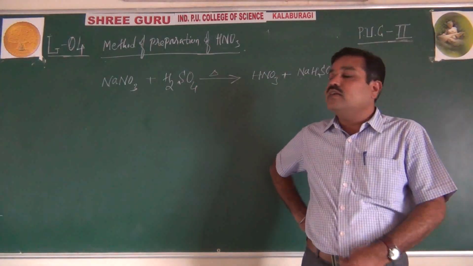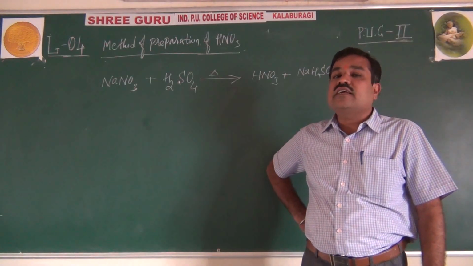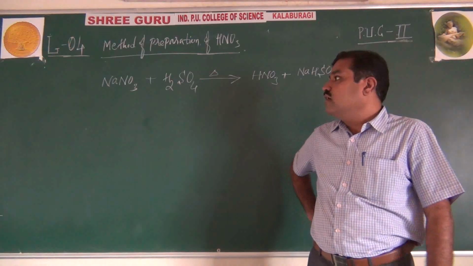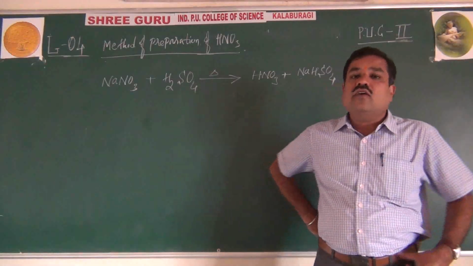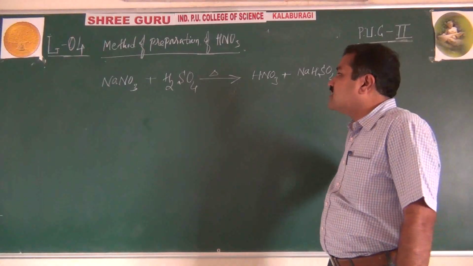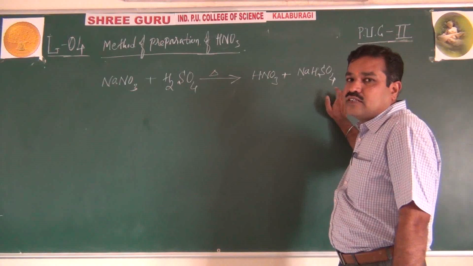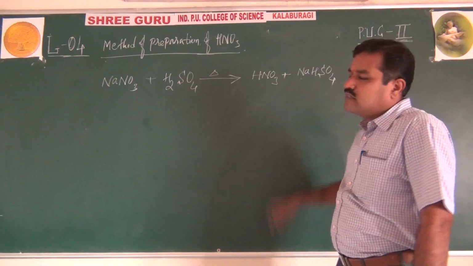How is it prepared? By the reaction of sodium nitrate or potassium nitrate, NaNO3 or KNO3, when they are treated with the acidic medium, concentrated sulfuric acid, you will get nitric acid along with sodium bisulfate. And this is the simple lab method.